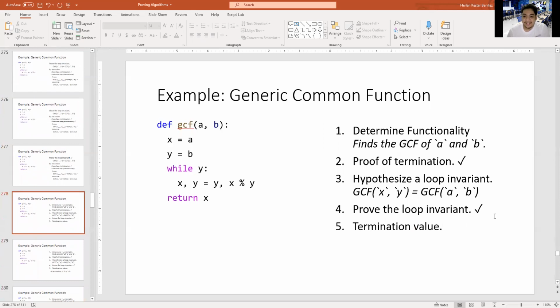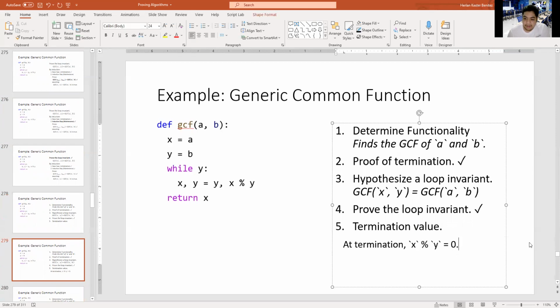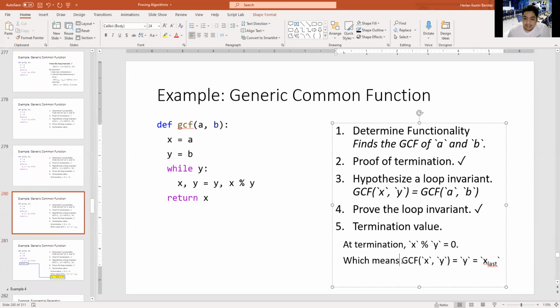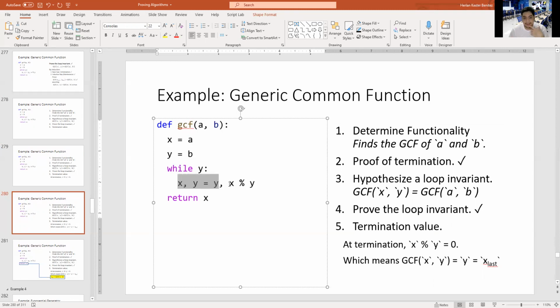And then, just finishing up, at termination, x modulo y would be equal to 0. And that would mean the GCF of x and y should be equal to y. So, if I divide x by y and there is no remainder, it means y is a common factor. Therefore, the greatest common factor of x and y would be y. And based on our function, the last value of x would be y.